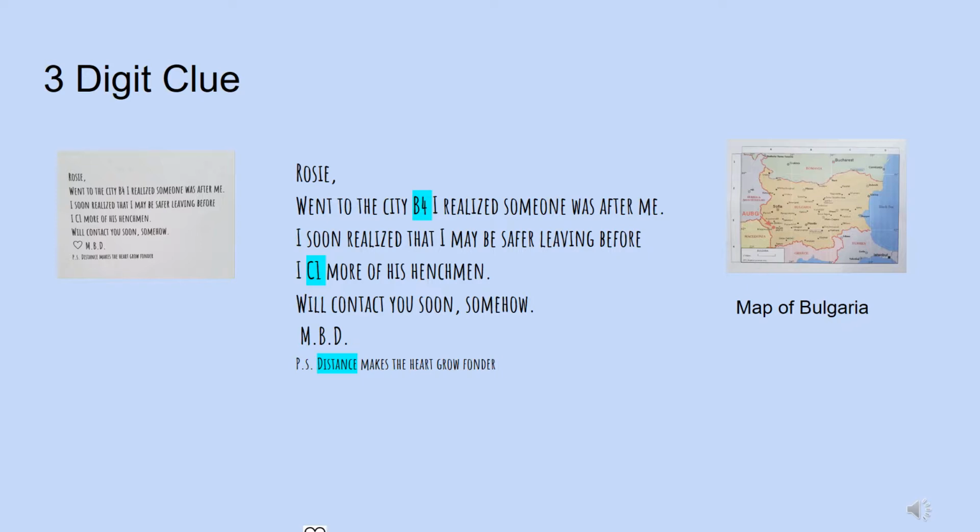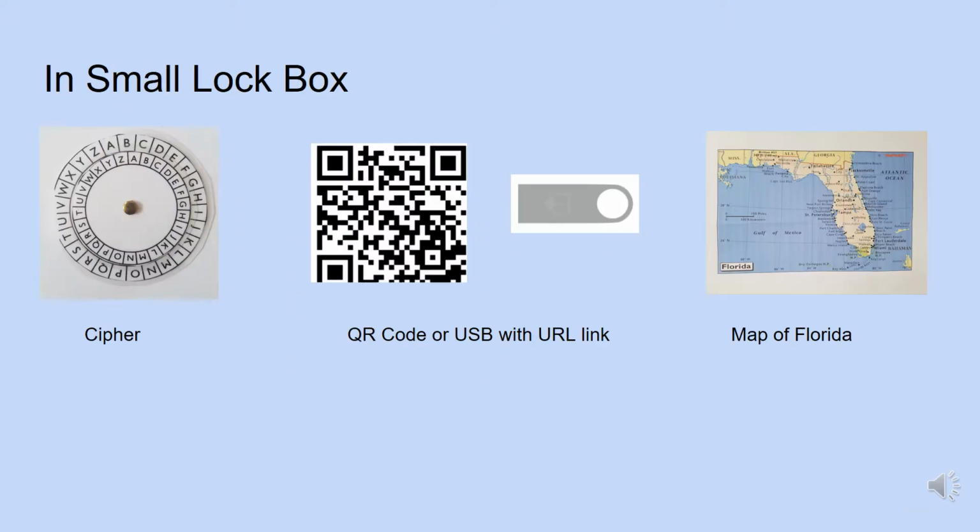The only map available that has a grid within this game is the map of Bulgaria. If you look on B4, there is a city which is highlighted with a box around it. And under C1 is a city which I've actually made up called Henchmania. If you look at the PS, it states the distance that makes the heart grow fonder. Hopefully students realize that they need to measure the distance between these 2 cities to come up with that first 3-digit clue, which is 200.